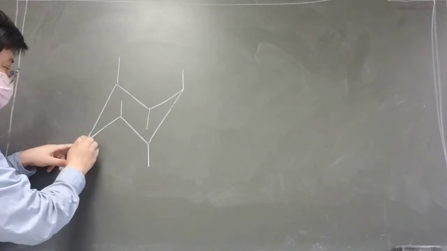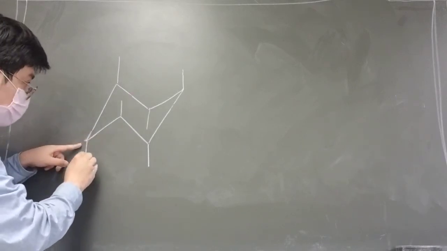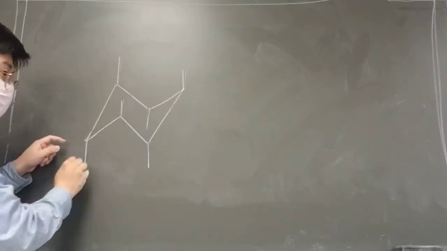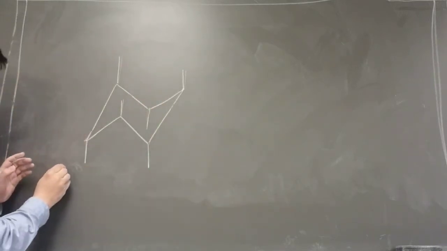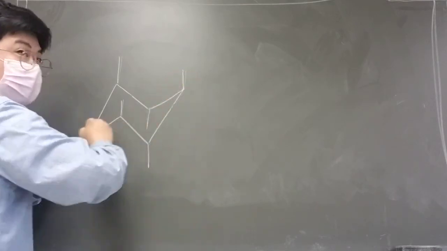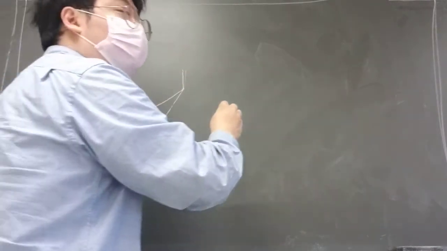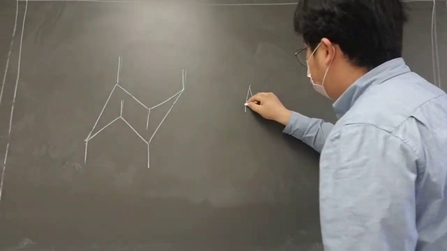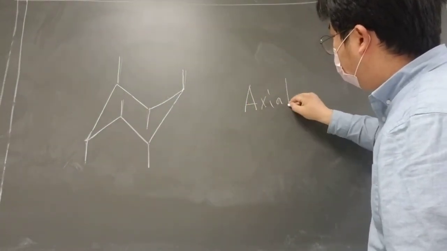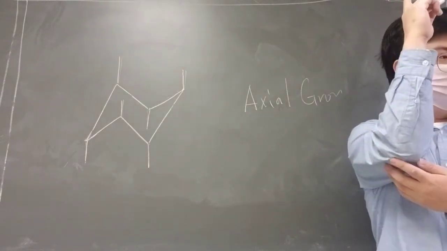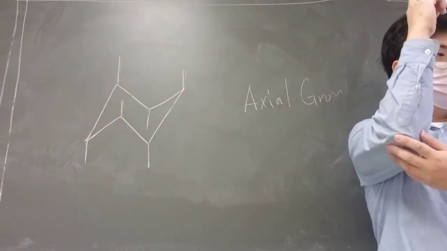As you can see, this is indeed staggered: down, up, down, up, down, up, down. It's indeed staggered if you look through here, here, here, here, here. If you go up or down, we call this an axial group. Axial means like an axis, like a vertical axis.